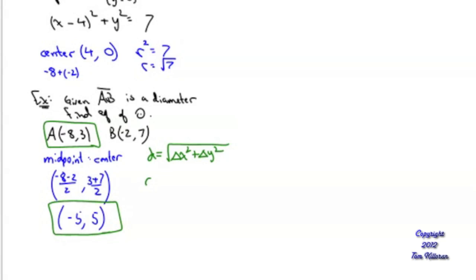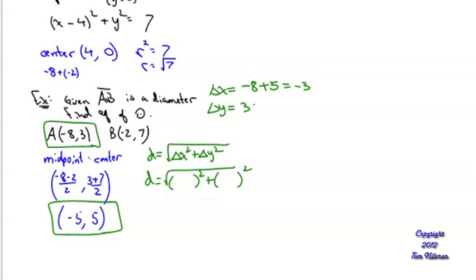So distance is equal to the square root of something squared plus something squared. Change in x is what? Maybe I should just do that separately. Change in x is equal to negative 8 minus negative 5, which is equal to negative 3. Change in y is equal to 3 minus 5, which is equal to negative 2. So this one goes in the first parentheses, and this one goes in the second parentheses.